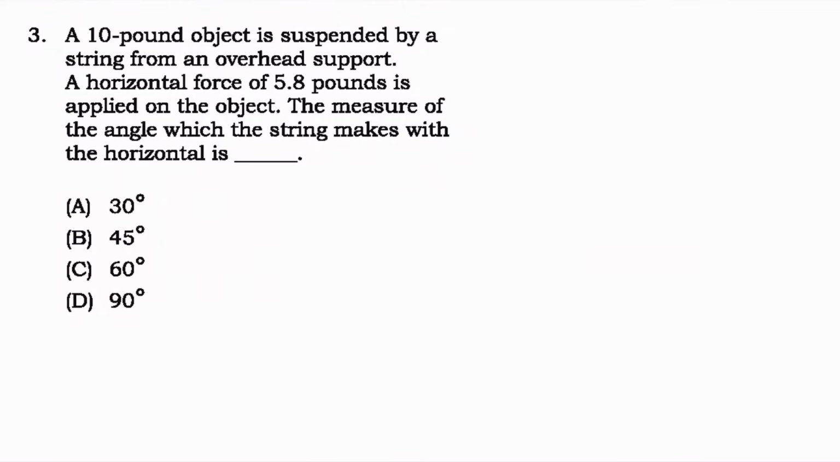Number 3. A 10-pound object is suspended by a string from an overhead support. A horizontal force of 5.8 pounds is applied on the object. The measure of the angle which the string makes with the horizontal is blank. So for this problem, we're going to draw a free body diagram. So meron daw tayong object. Then nag-apply ka ng horizontal force. And syempre merong weight yung object mo. So, pag nag-apply ka ng horizontal force, yung string mo ay magkakaroon ng angle with respect to the horizontal.